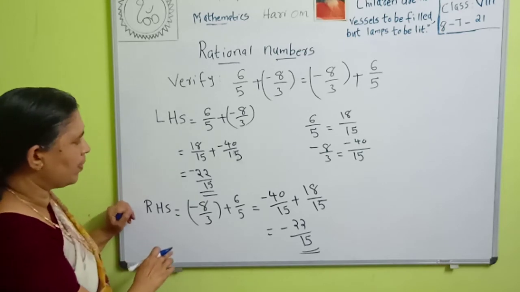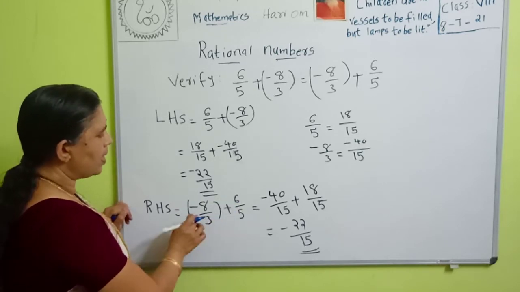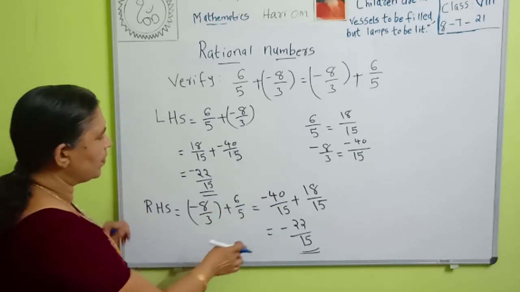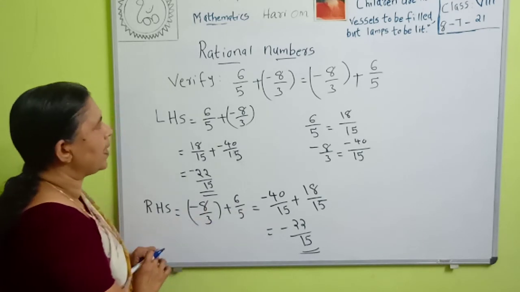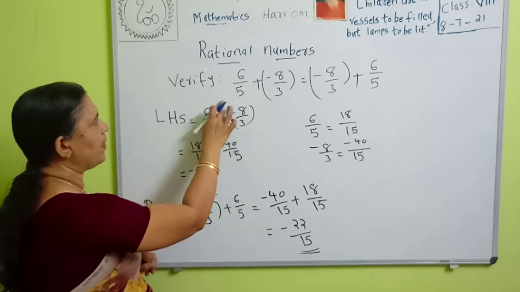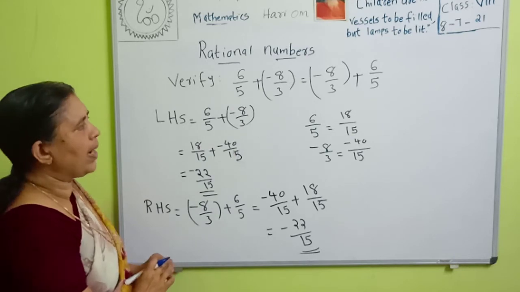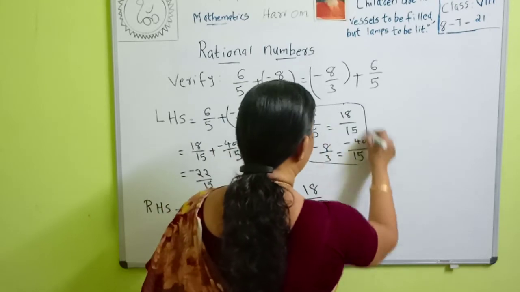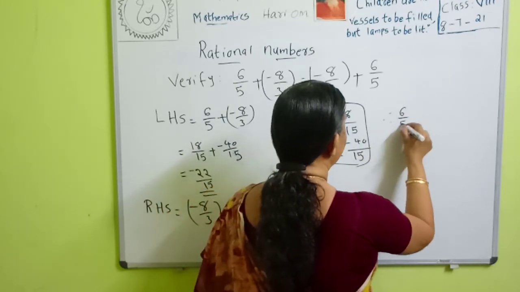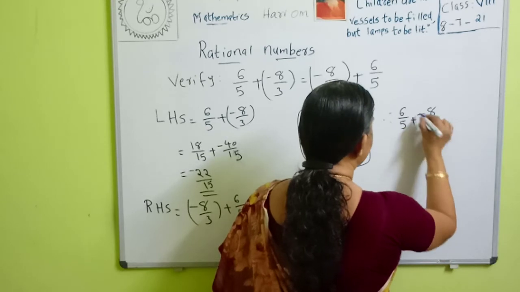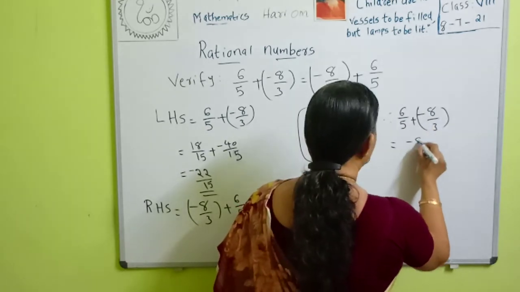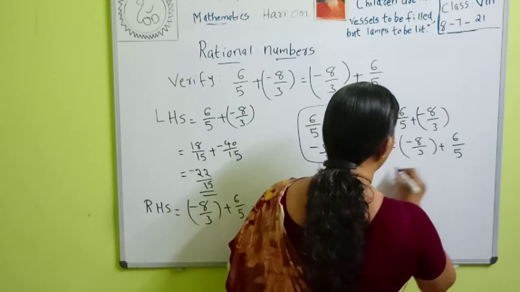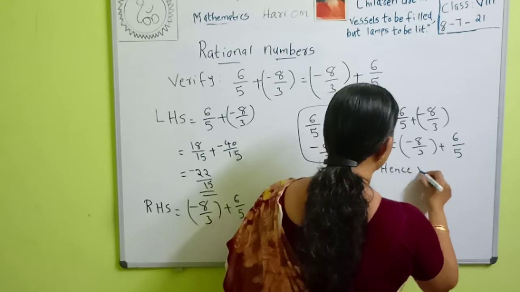Then RHS is equal to minus 8 by 3 plus 6 by 5. That is equal to minus 8 by 3 is minus 40 by 15 plus 18 by 15. Then also we got the answer minus 22 by 15. Therefore what can we say? Therefore 6 by 5 plus minus 8 by 3 is equal to minus 8 by 3 plus 6 by 5. Hence we verified. Hence verified.